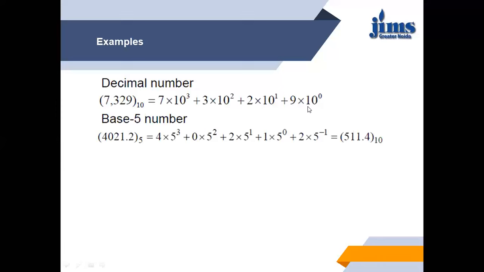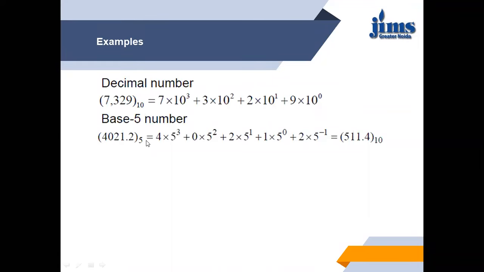Suppose I have a number system which has a base 5. So here in base 5, the range of the digits will be 0 to 4: 0, 1, 2, 3, 4. The 5 will never appear in base 5, as 10 never appears in a decimal number. It is 0 to 9.